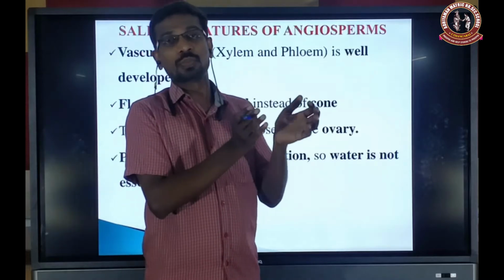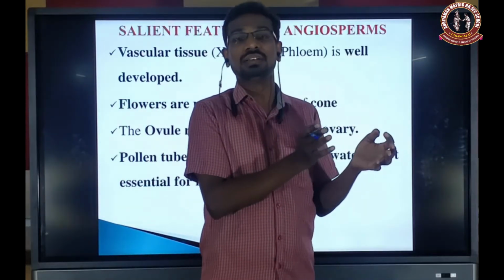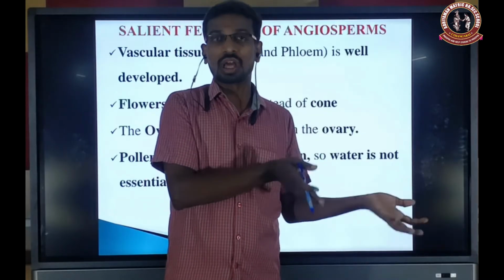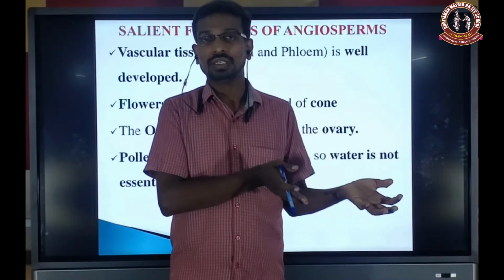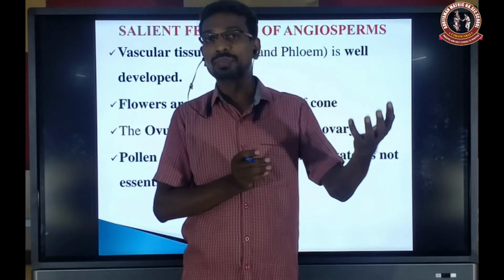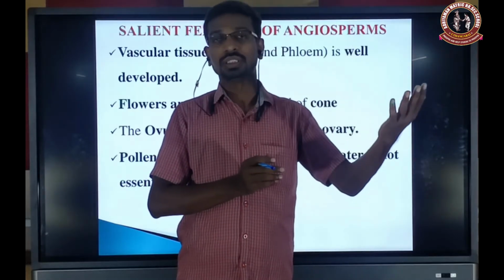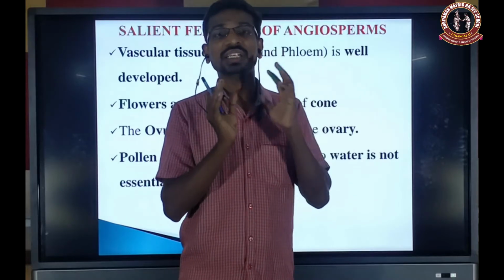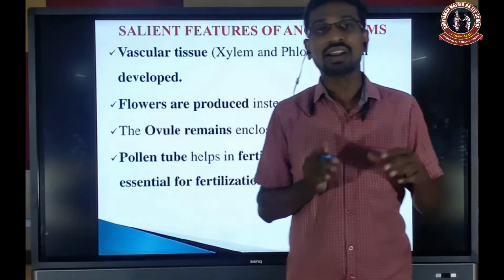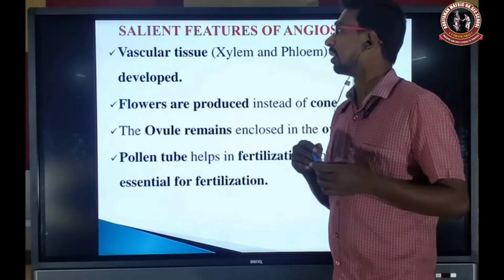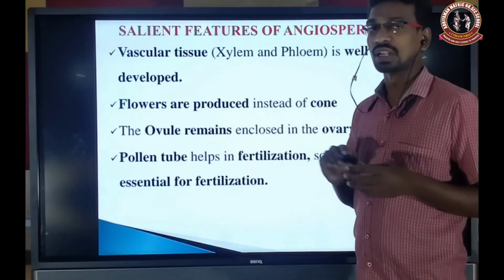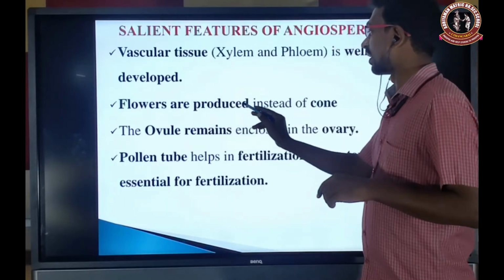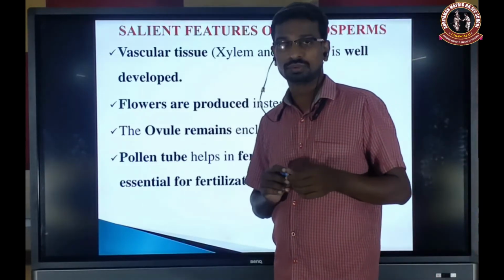because this group of plants is fully present inside the water or near water bodies. But the pteridophyte is the first terrestrial plant, so they grow on the soil. They require water for photosynthesis. For that, they have specialized tissues, the conductive tissues or tracheary elements like xylem and phloem, which are well developed in angiosperm. Flowers are produced instead of cones.